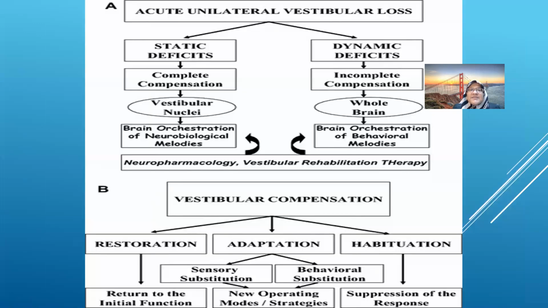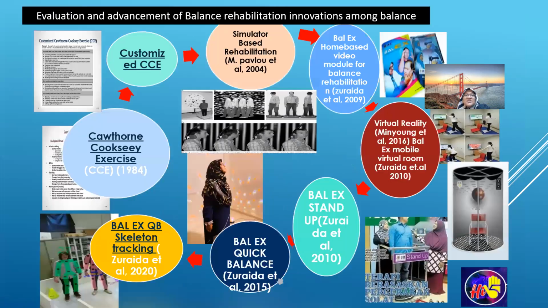And then in terms of acute vestibular loss, there will be two, which is a static deficit or dynamic. But the most important thing is that at the end, vestibular rehab is the main goal. What is going to happen in terms of adaptation and habituation, that lecture will be in my second lecture. I will explain in detail. I think this will also be covered in my lecture. And I just want to highlight here what occurs in terms of the revolution of our balance globally.